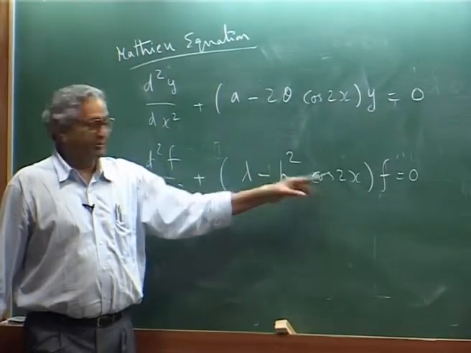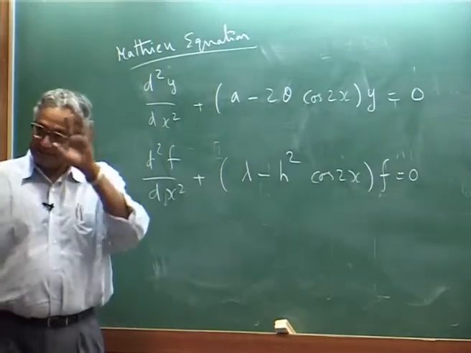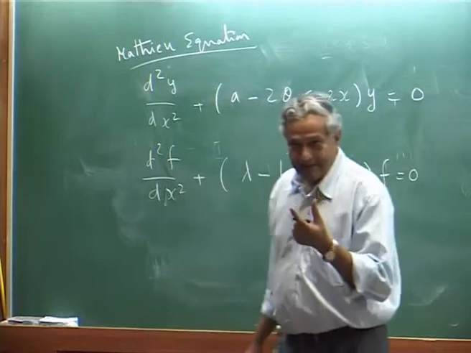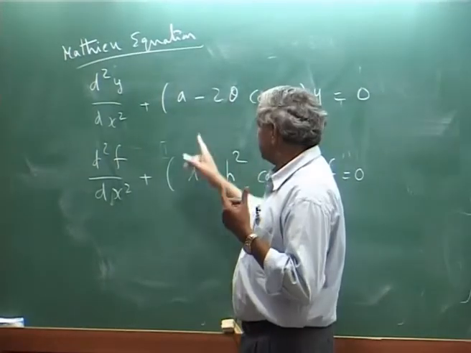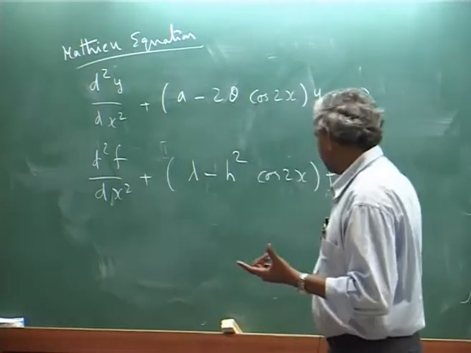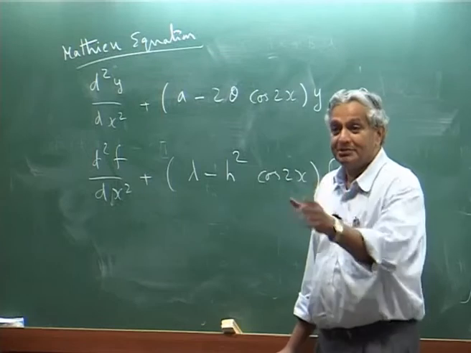Of course this is second order, so you have to convert it to first order. Initially people were interested in seeing for what combination of lambda and h square the solution is stable.